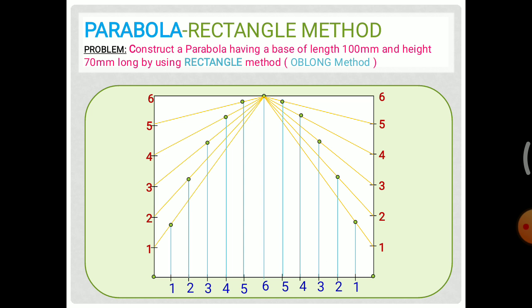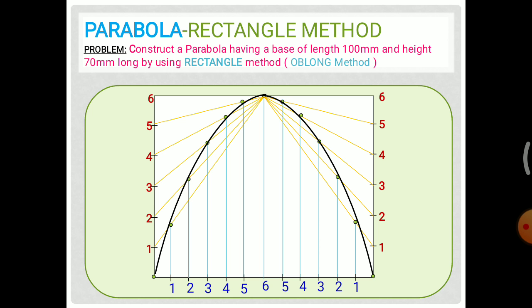So these are the points obtained from the intersection points of both horizontal and vertical lines. Then draw a freehand curve joining all these points. Thus we have obtained a parabola by using the rectangle method. So this is the basic process of constructing a parabola by using this rectangle method.